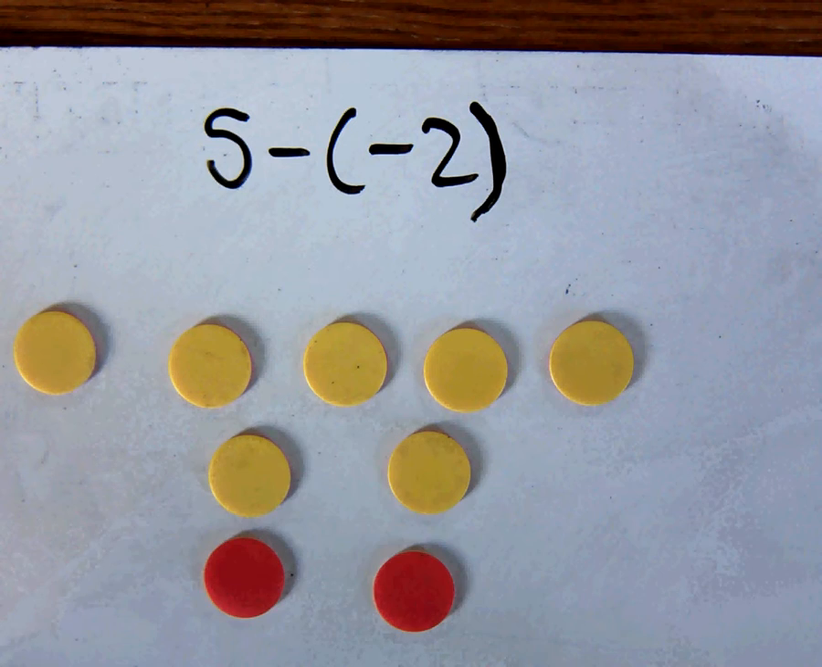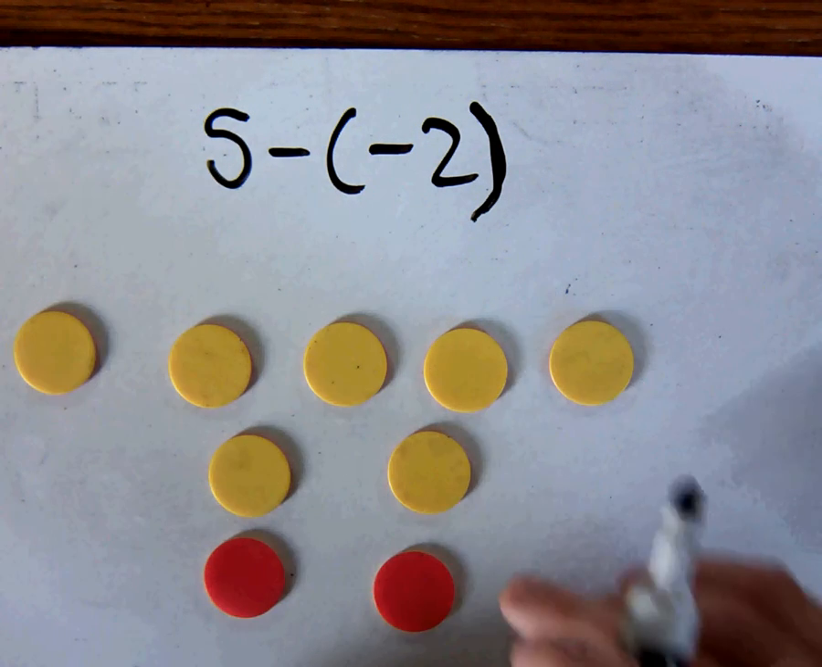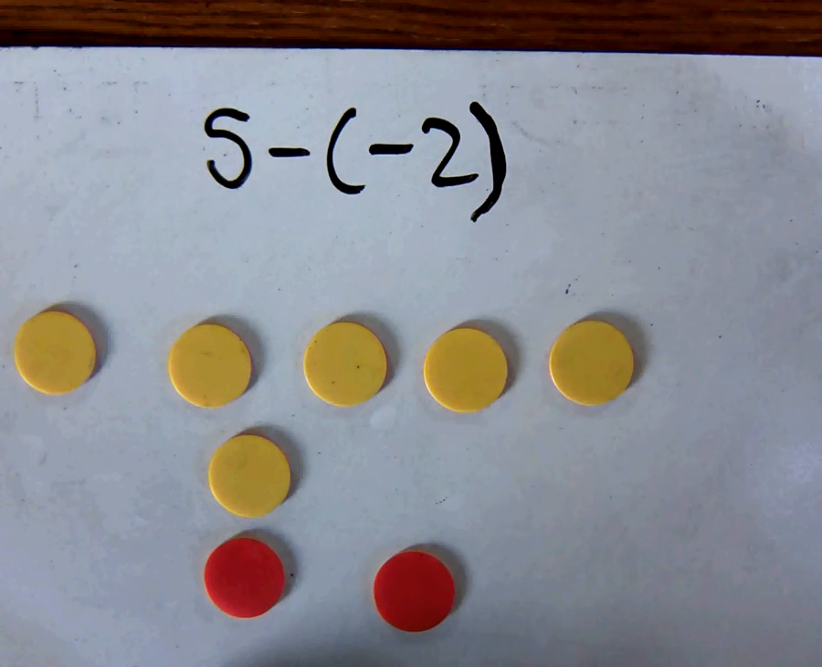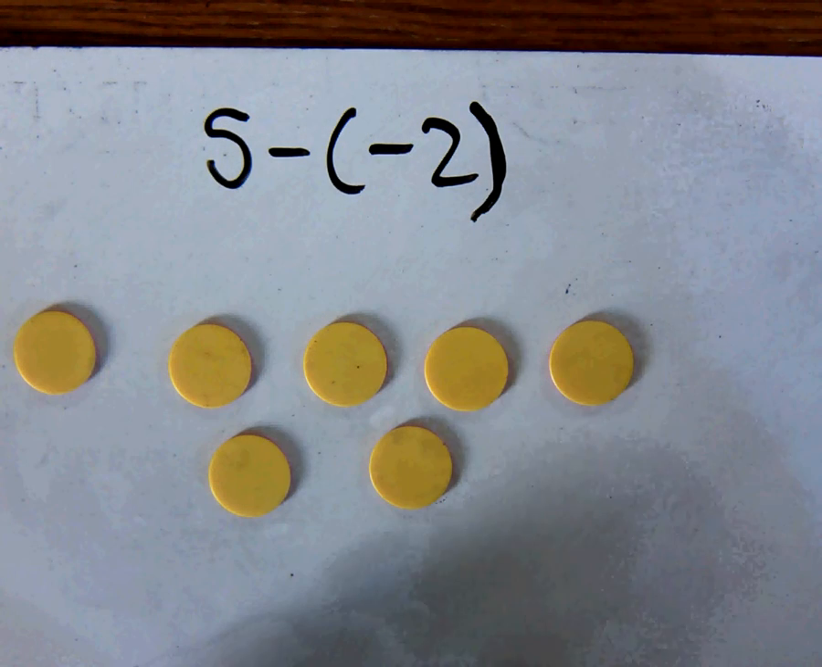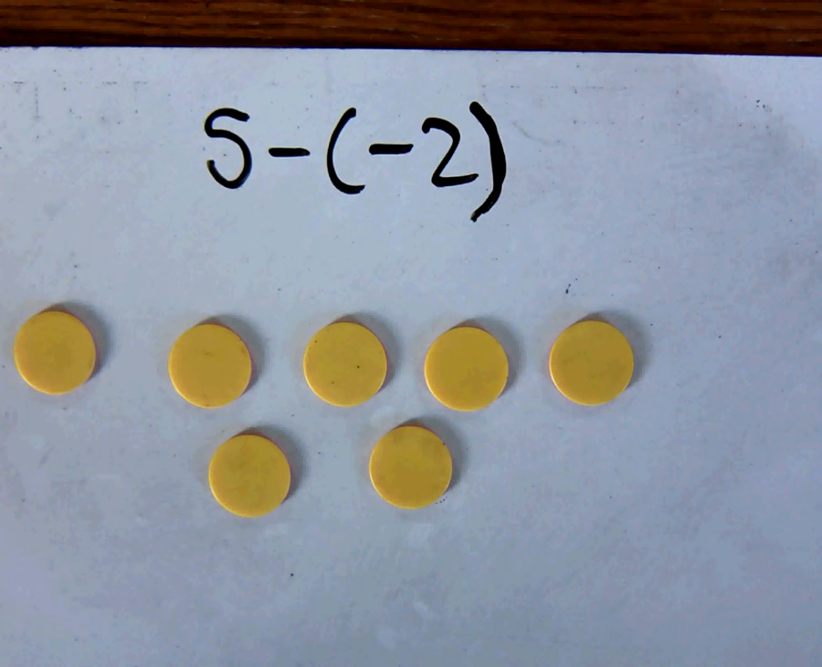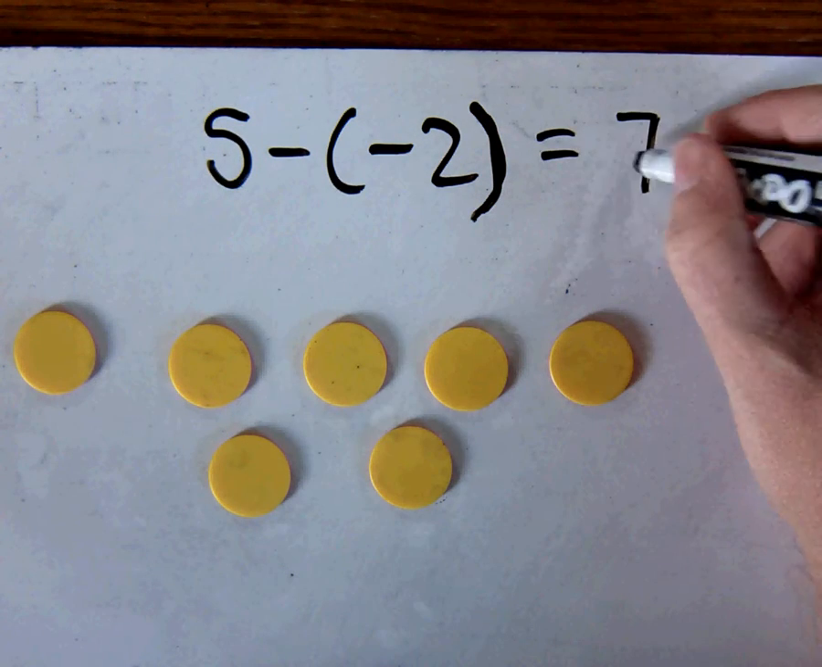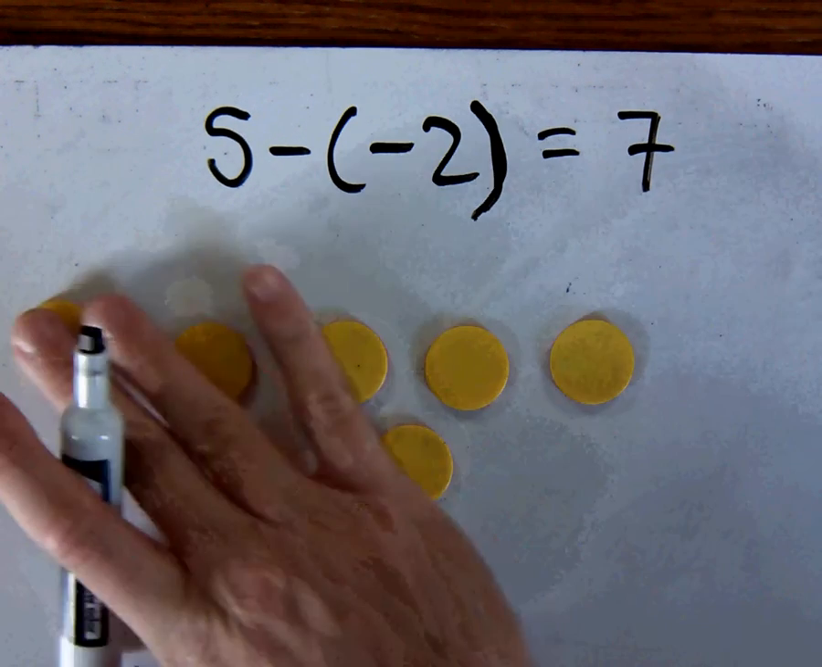So I'm going to subtract 2 of my negatives. Take one negative away, take one negative away. And very surprisingly actually, this is equal to positive 7. So 5 minus negative 2 is equal to positive 7.